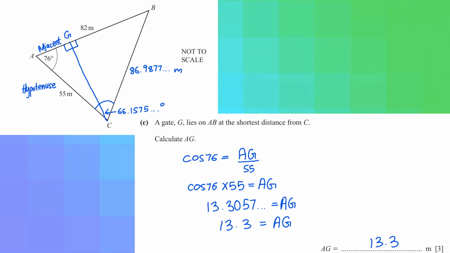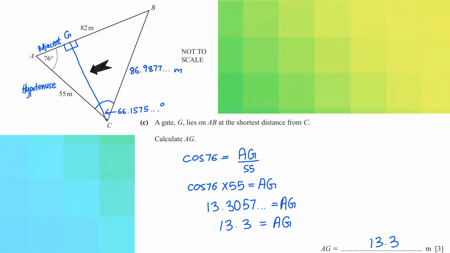Now to solve for Part C. Here, it says that a gate, G, lies on AB at the shortest distance from C. Calculate AG. Basically, the shortest distance from C to AB is the distance perpendicular to AB from C. So, drawing a line perpendicular to AB from C is where G is, as G lies on AB at the shortest distance from C. I've marked G on the diagram here.